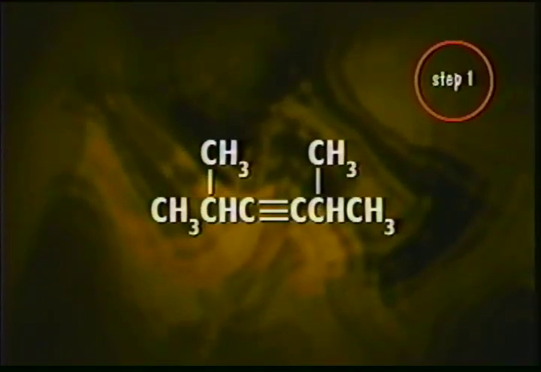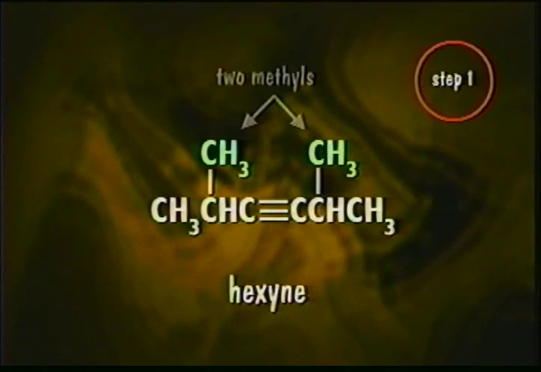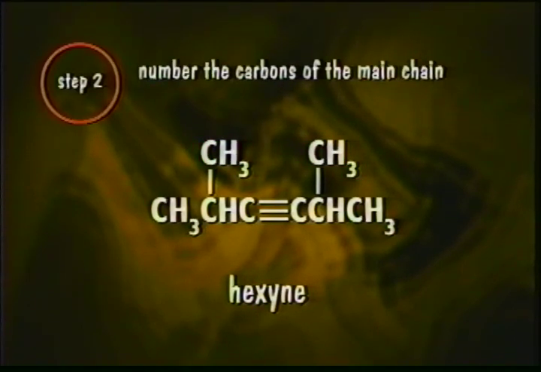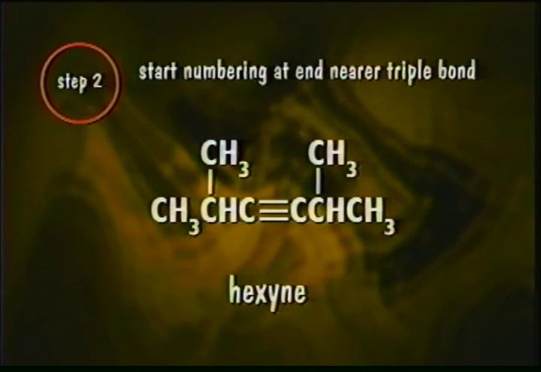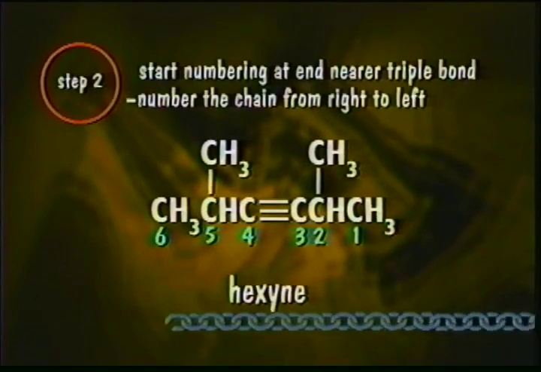The main chain of this alkyne has 6 carbons, so the name of the main chain is hexyne. The hexyne chain also has 2 methyl groups. Now we need to number the main chain. Start numbering at the end nearer to the triple bond, which in this case is either end. We'll number this main chain from right to left.